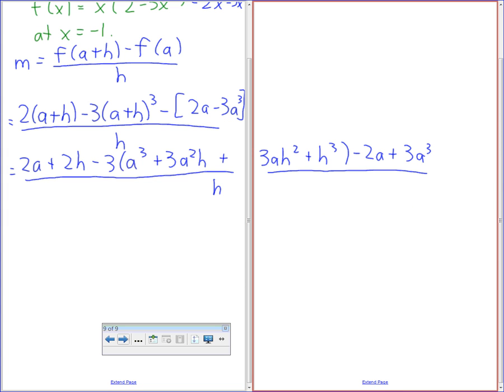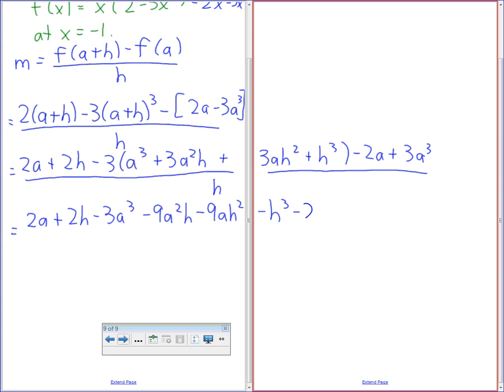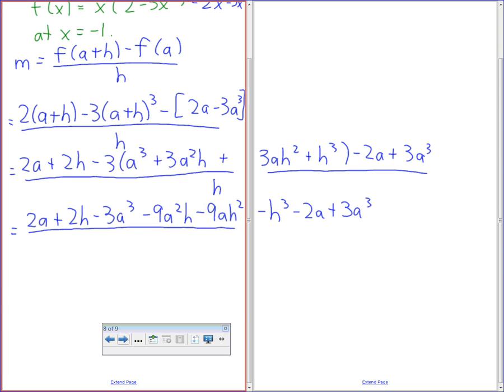Okay, so it's going to be 2a plus 2h minus 3a cubed minus 9a squared h minus 9ah squared minus h cubed minus 2a plus 3a cubed all over h.